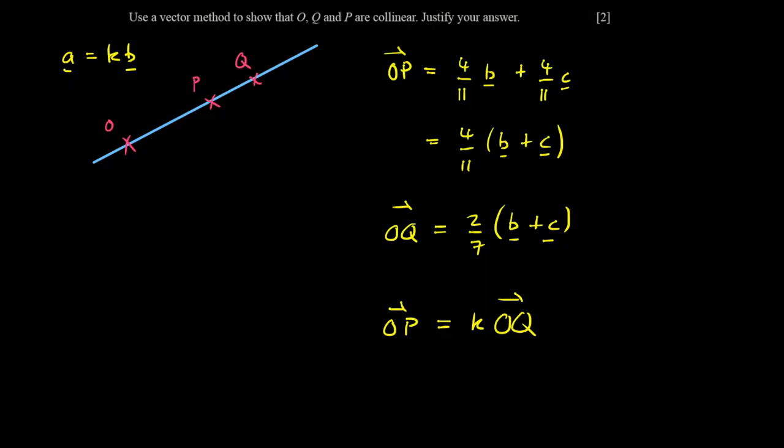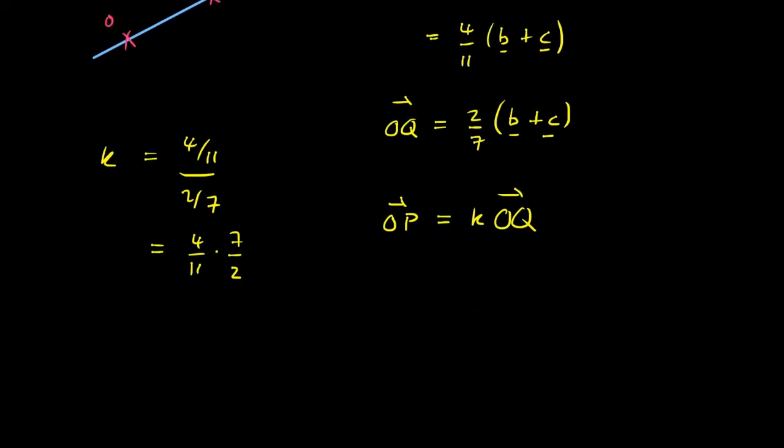If you want to get the constant, by the way, the constant would be 4/11 over 2/7, wouldn't it? Which is 4/11 times 7/2. So I think that would be, oh my goodness, I'm getting a bit slow. 14/11. Okay, so OP is equal to 14/11 of OQ. All right, and that will be your answer.